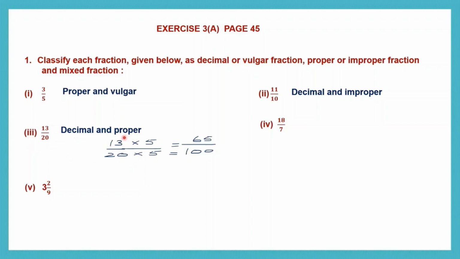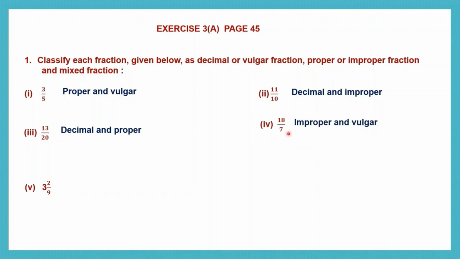Now it's called a proper fraction because the denominator is greater than the numerator. The fourth one is 18 by 7. So what fraction is this? This is an improper and vulgar fraction.